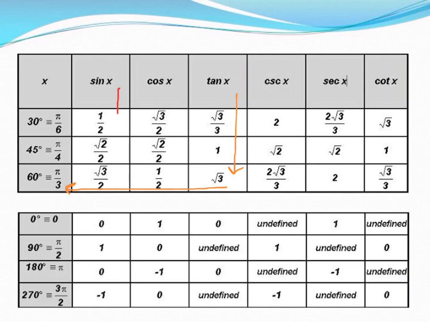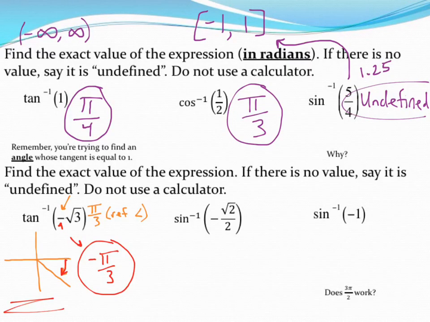I'll see in the sine column, I get an angle of pi over 4, which is really my reference angle. But since this side ratio is negative, the shortcut is we just make our angle negative. So our final answer will be negative pi over 4 for this.